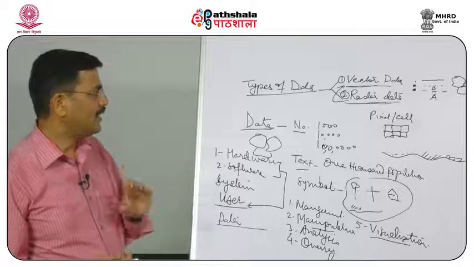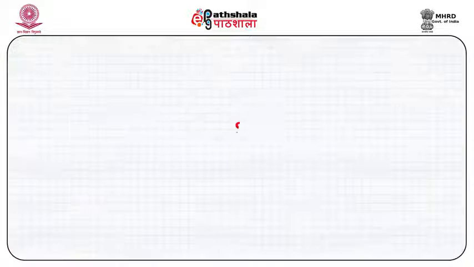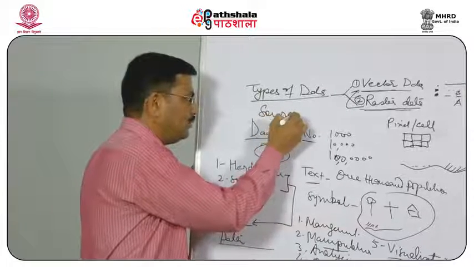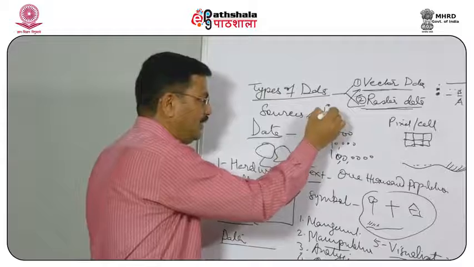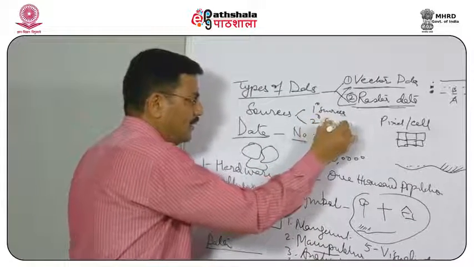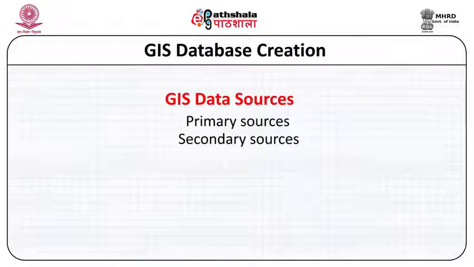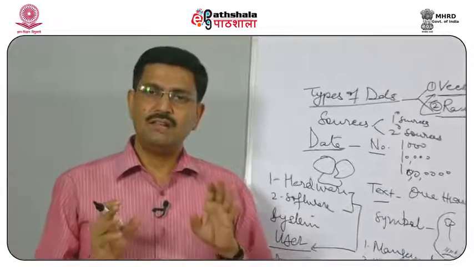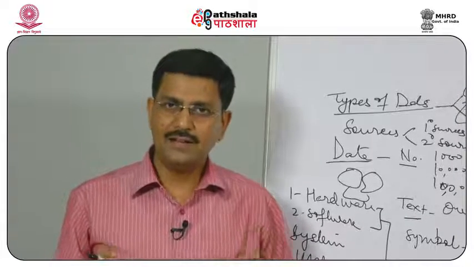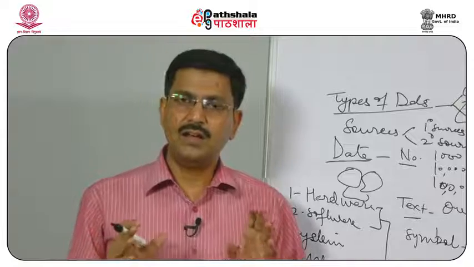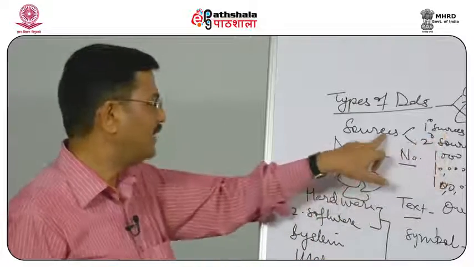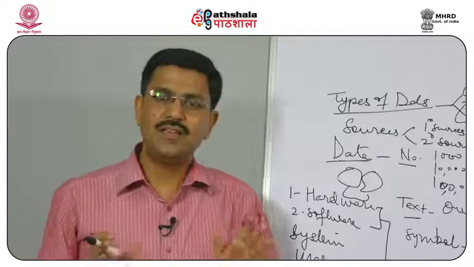Now let us understand what are the different sources of data. If I say sources of data, there are two sources. One is primary sources and second is secondary sources of data. Now the moment I say primary sources of data, that means we can go to the field and collect the data by surveying, and that data, socio-economic data, physical data, all these data can be used as a primary source of data that can be used for GIS database creation.